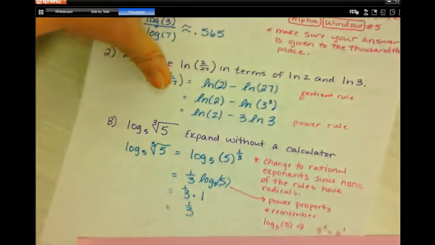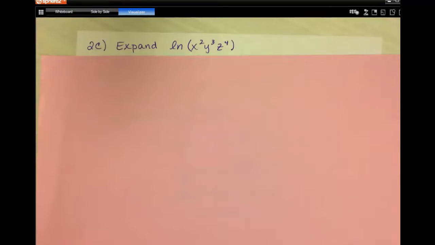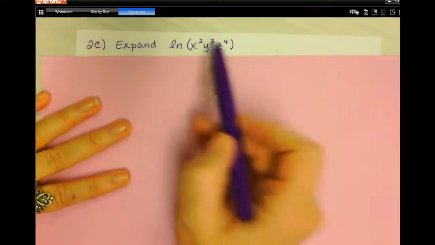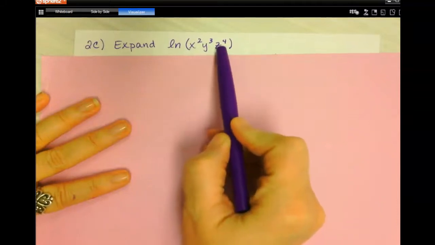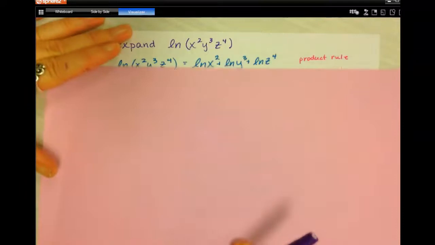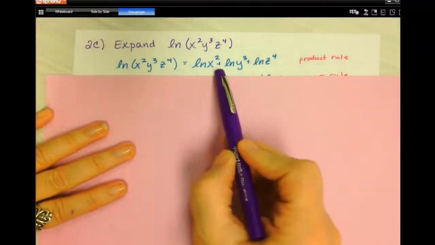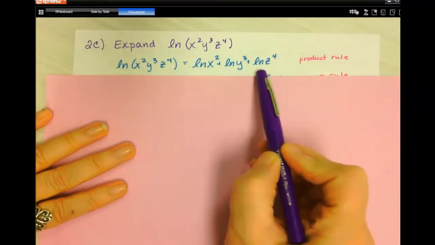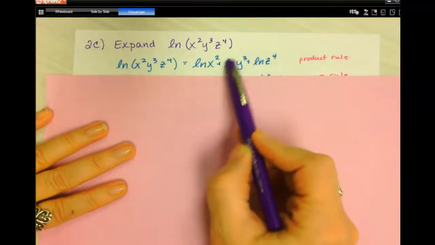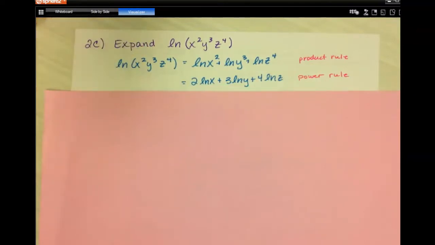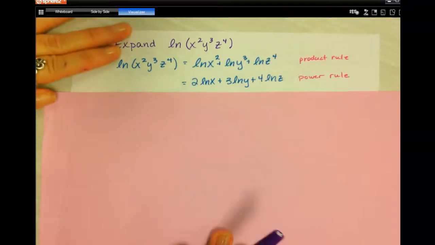All right, so let's move on to 2C. So again, I have a product in my argument, so I'm going to expand each one with addition. Then I can see that I have powers, so I'm going to drop the powers to each term. So when I expand it out, I get natural log x squared plus natural log y cubed plus natural log z to the 4th. Then I'm going to drop all 3 of those powers down in front of the log, and I get this, and that's my final answer. Okay, so take care of your powers last, but don't forget to take care of your powers.